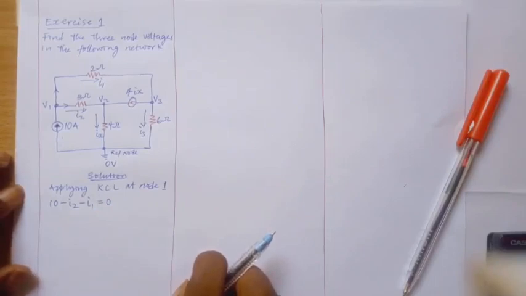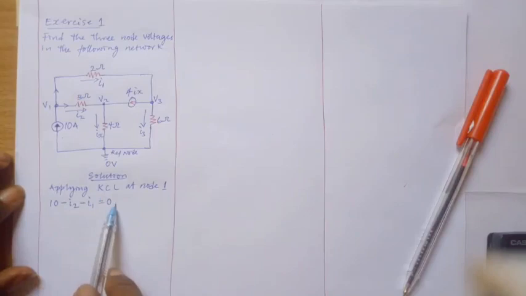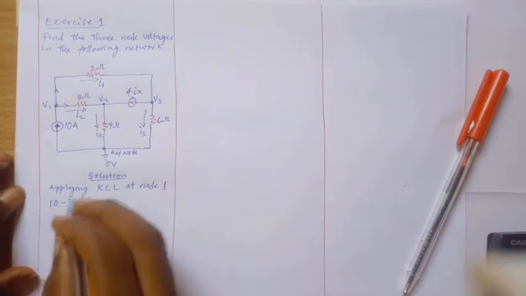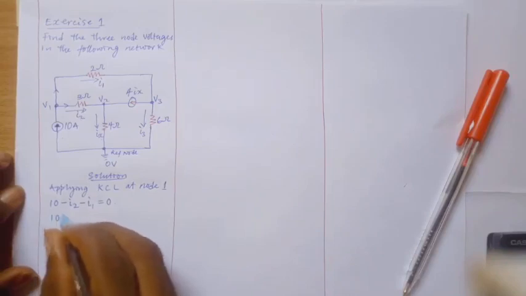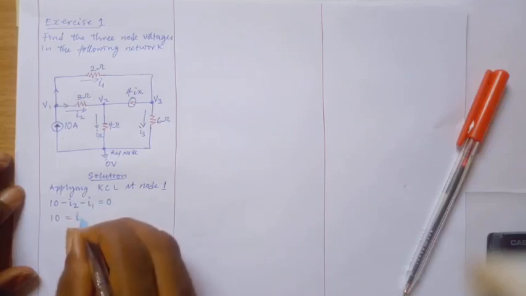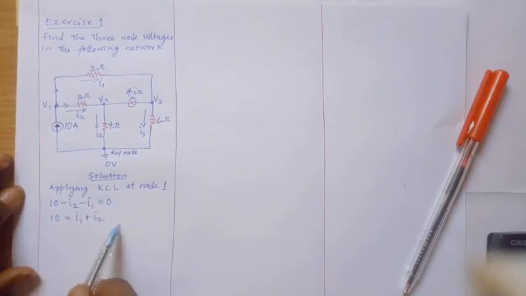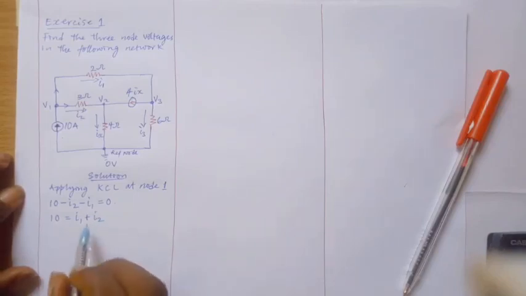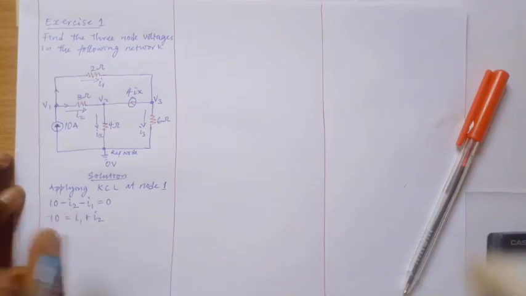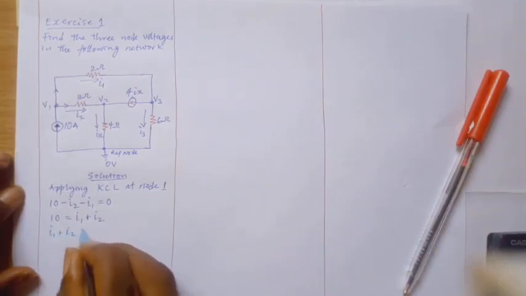And now let's collect like terms. We are going to carry all this one to this side. Okay, now 10 equal to, when this one comes this way, it will be plus I1 plus I2. We carry all this one to this side, so making plus. You get that? Now, as we have it like this, I call something flip. I can flip it anyhow, so it's still the same thing. I can write it like this: I1 plus I2 equal to 10.